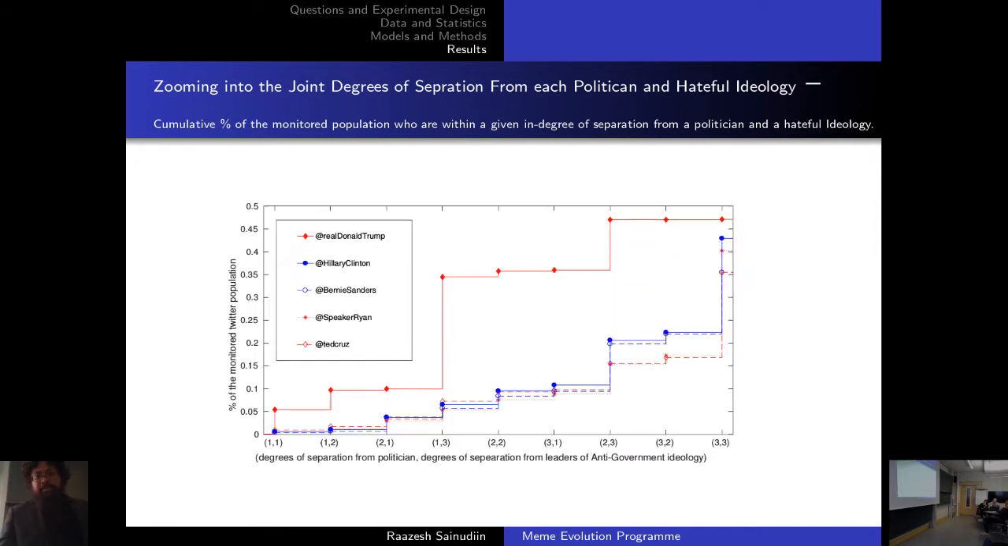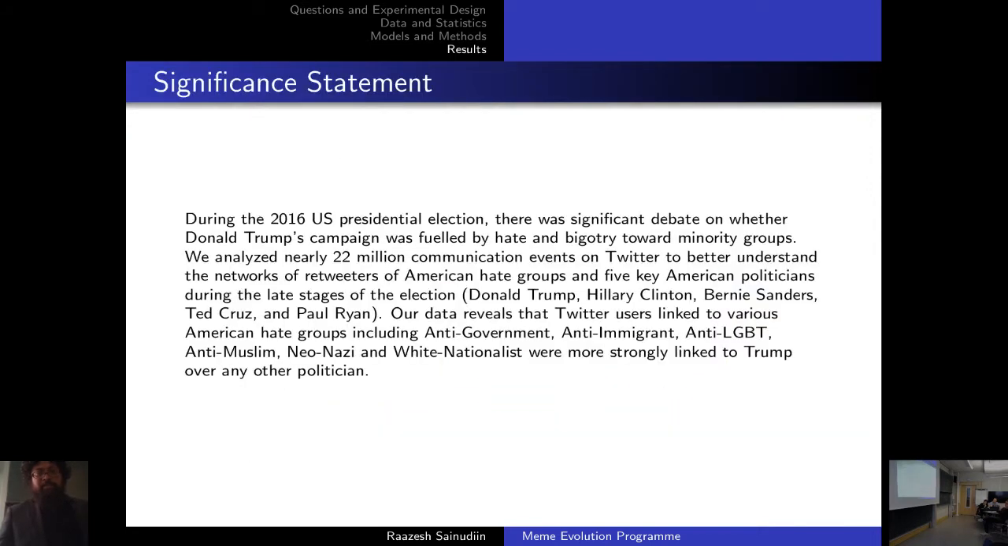And I'm going to skip this in the interest of time. You can read the paper if you want. So the significance statement is basically this. During the 2016 US presidential election, there was significant debate on whether Donald Trump's campaign was fueled by hate and bigotry toward minority groups. We analyzed nearly 22 million communication events on Twitter to better understand the networks of retweeters of American hate groups and 5 key American politicians during the last stages of the election.